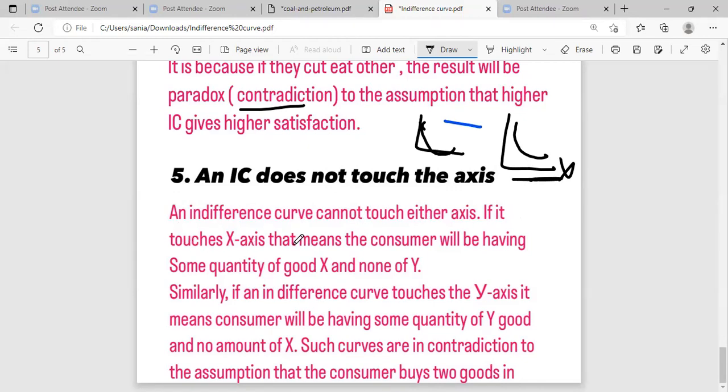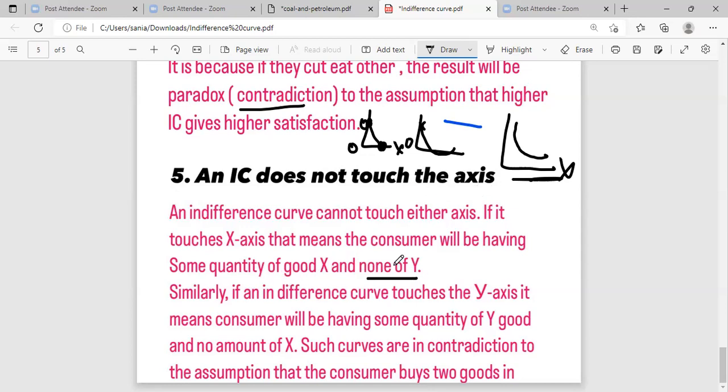If it touches the x-axis, that means the consumer will have some quantity of good x and none of y. So for example, when you touch this, this means you are at zero. If you touch the y-axis, that also means you are taking zero of x. That's why an indifference curve cannot touch the axis, because if it touches, it means the consumer has some quantity of good x and none of y. So that's why it never touches the axis, okay?